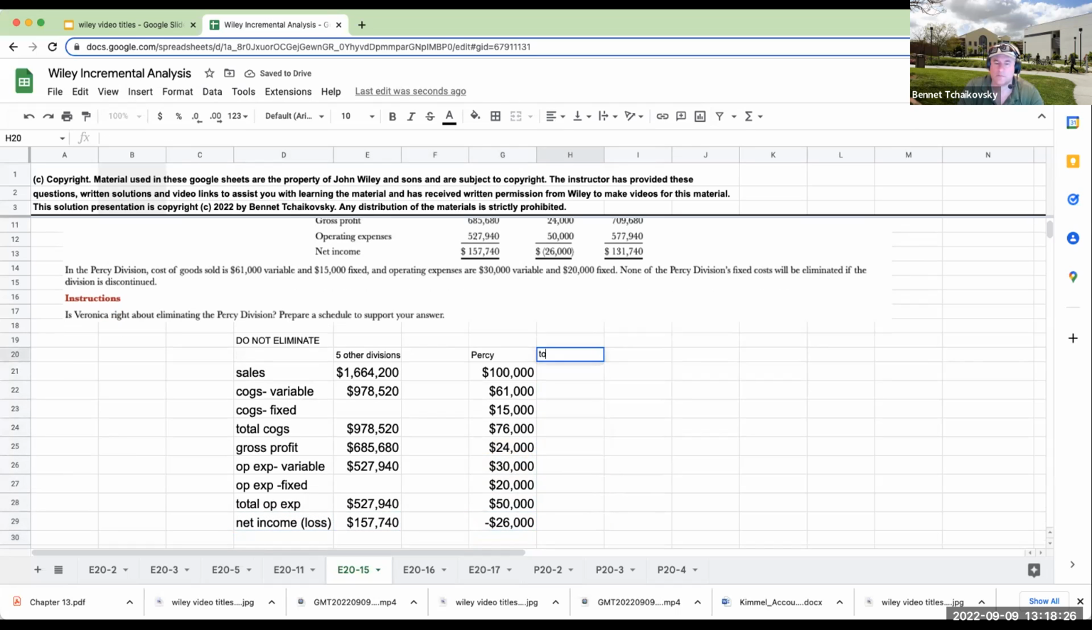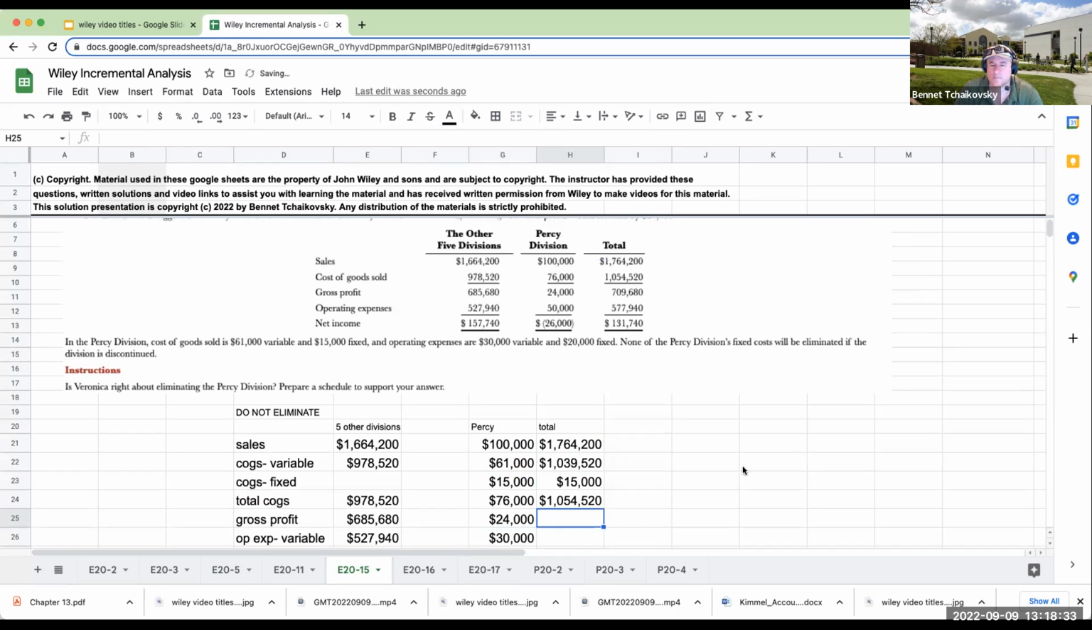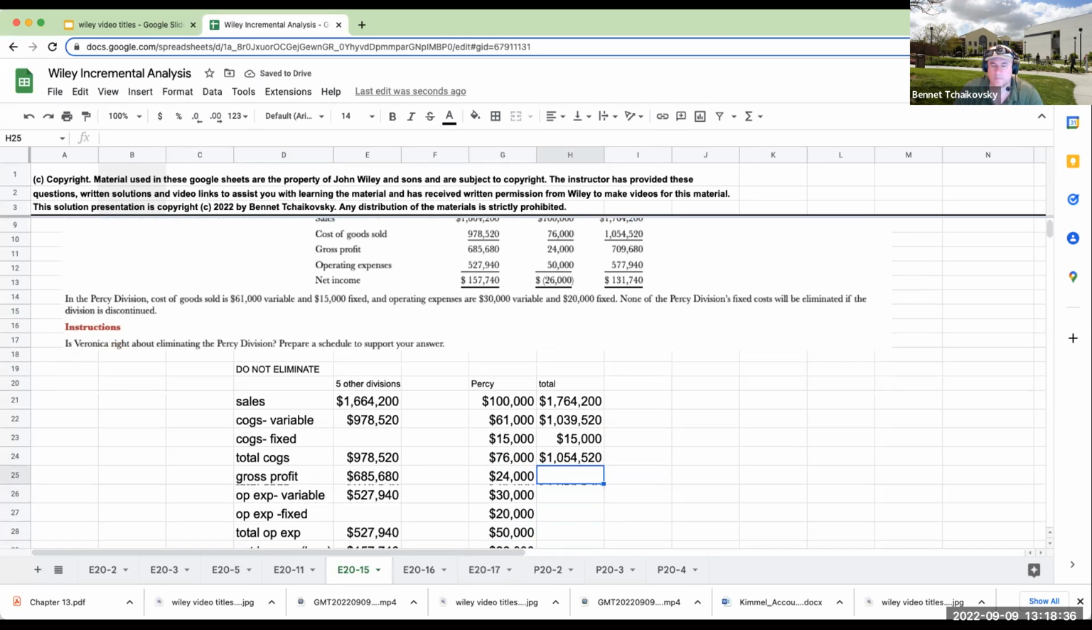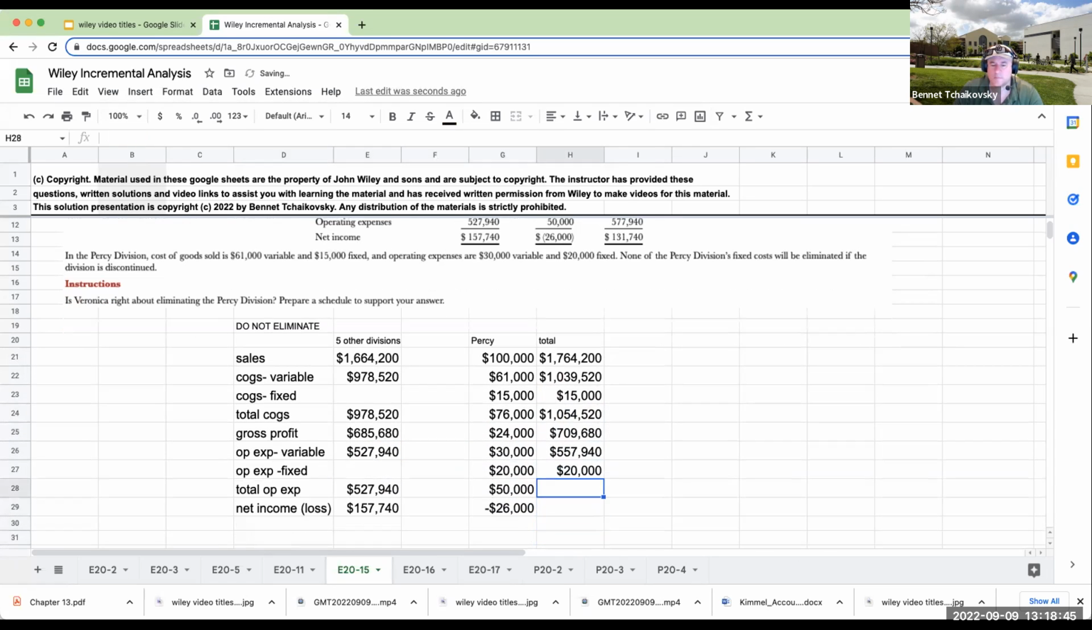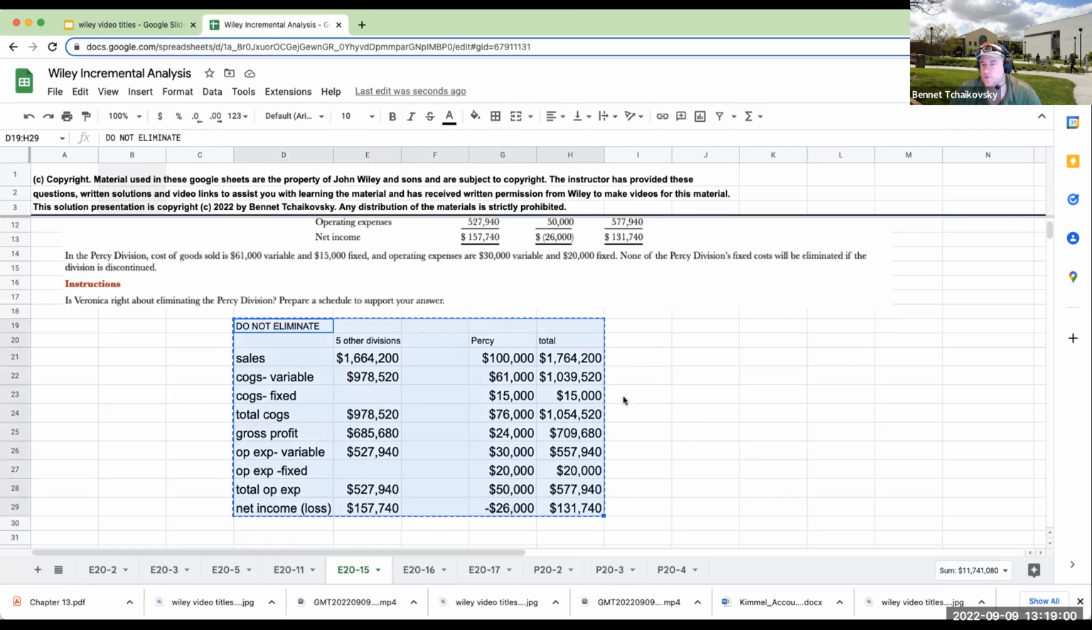So my total, 709,680, operating expenses variable, they have 577,940. So my gross profit, okay, I've got 131,740. So what I've done here is re-show this in this format.